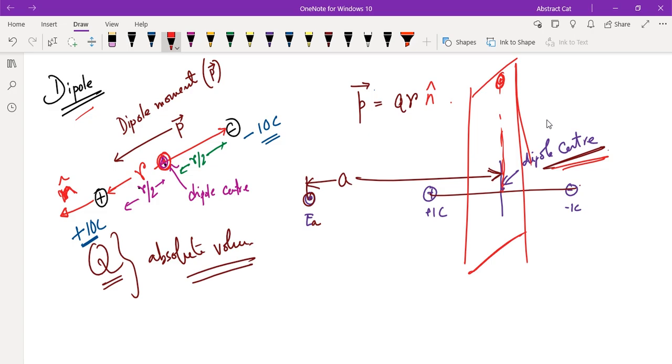So that's the basic five minutes of the dipole concept. That's actually a summary. Okay, thank you.